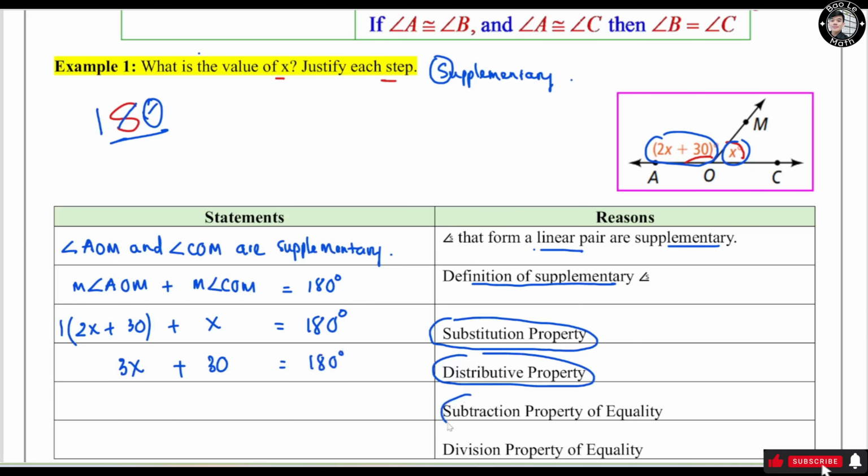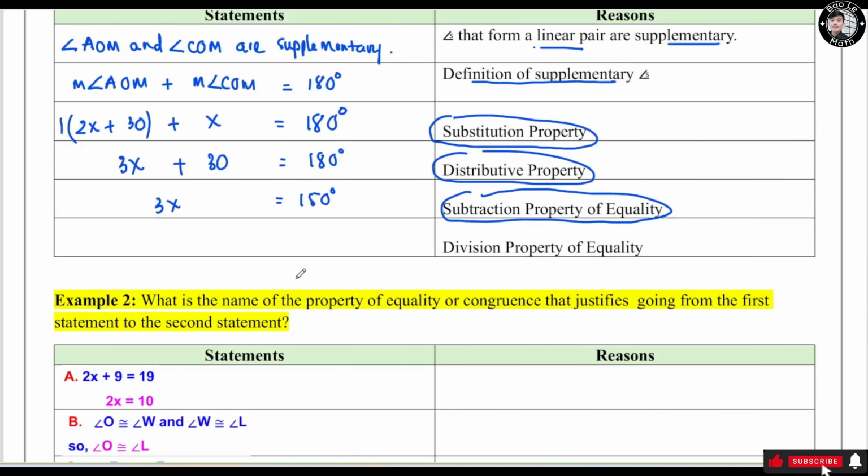Now next one, subtraction property of equality, right? So we're going to subtract 30 from both sides. We're going to end up with 3s equals 150 degrees, right? Now the last one, division property of equality. We're going to divide both sides by 3. So s equals 50 degrees, right? We're done.